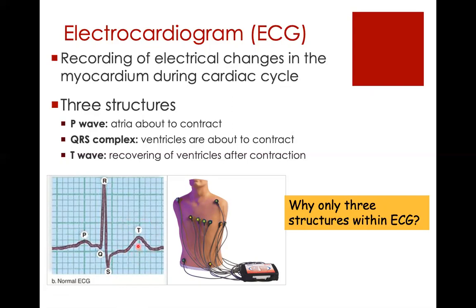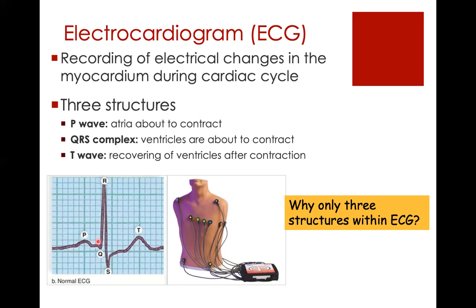Now, based on what we understand, we already know that your atria are going to contract first, followed by the ventricles. We also know that your ventricles are larger than your atria, and therefore the electrical impulses created by your ventricles are going to be larger than those of your atria. So what do we have here when you think about those concepts?